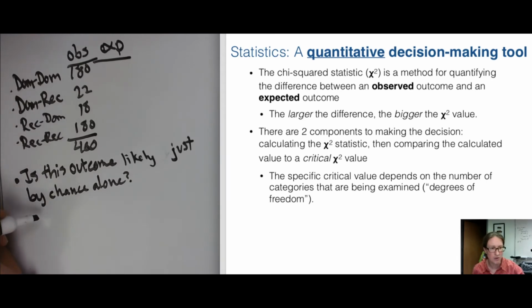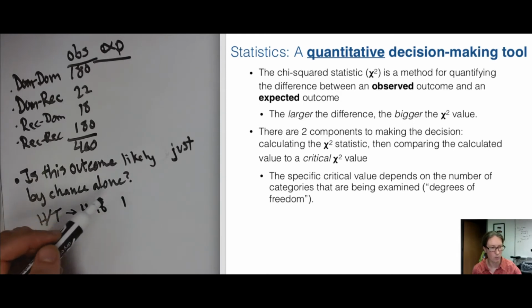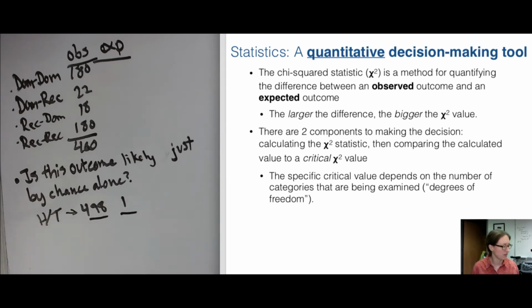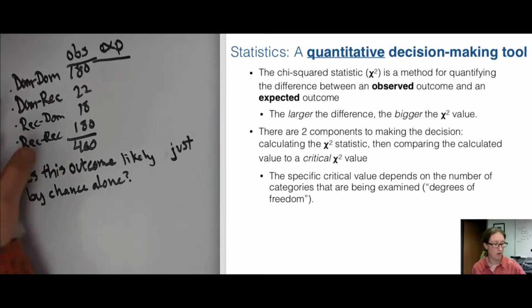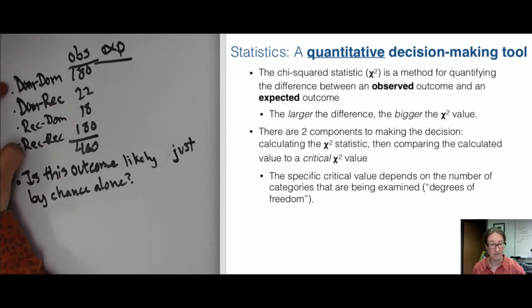So if we had two categories, heads versus tails, and we flipped a coin 500 times and we got 498 heads and 1 tails, we'd probably start to have questions about that coin, right? In this case, we have just 2 categories to consider. For the question at hand, thinking about these different phenotypic outcomes, here we've got 4 different categories. And we'll come back to that point in a minute.